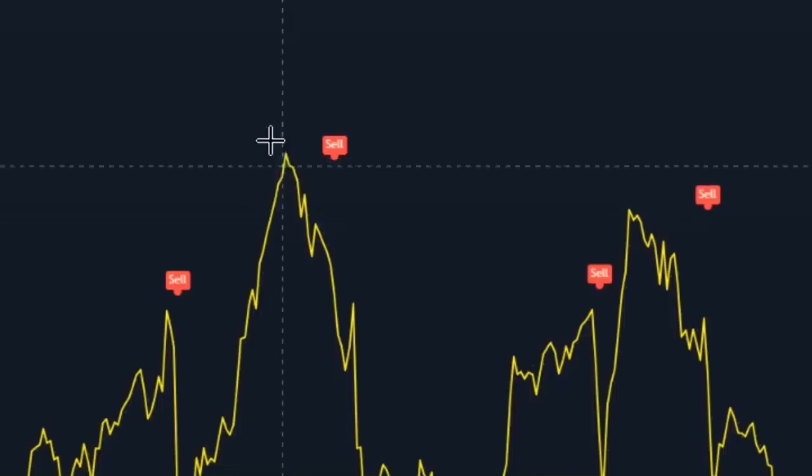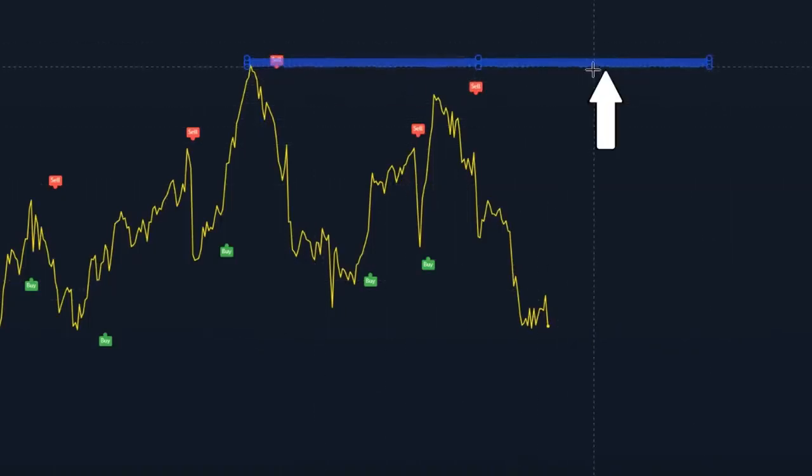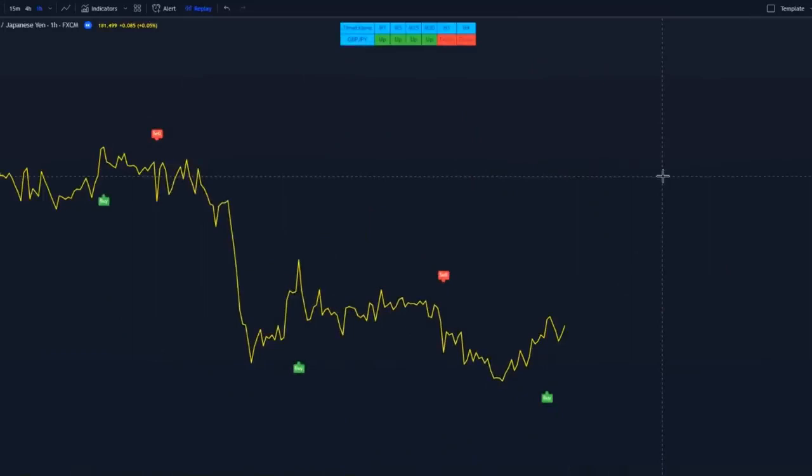For example, this peak right here, if we draw a rectangle and mark out that zone, this means that if price comes up to this zone again, it will struggle to continue buying because there is a lot of resistance for price to move up. Okay, so let's get into some buys and sells.